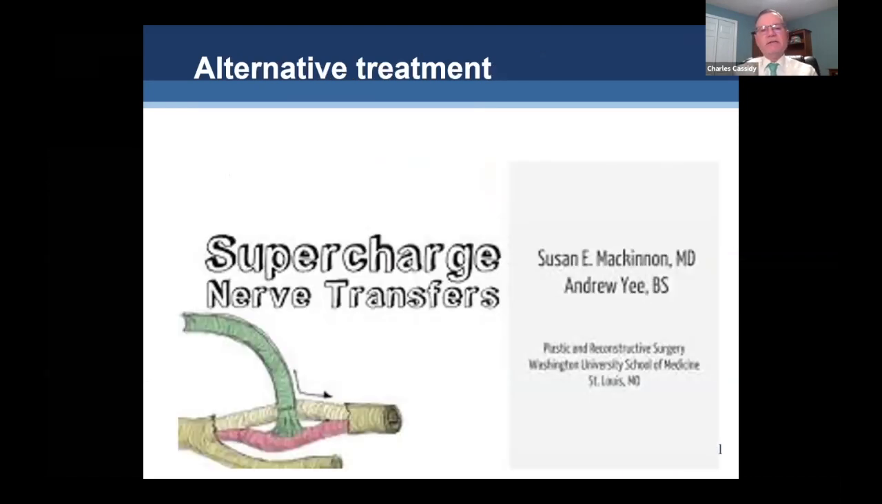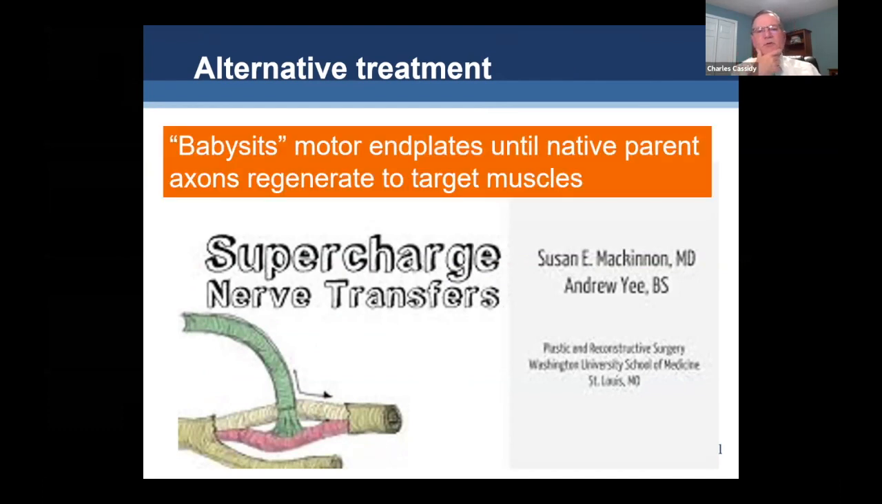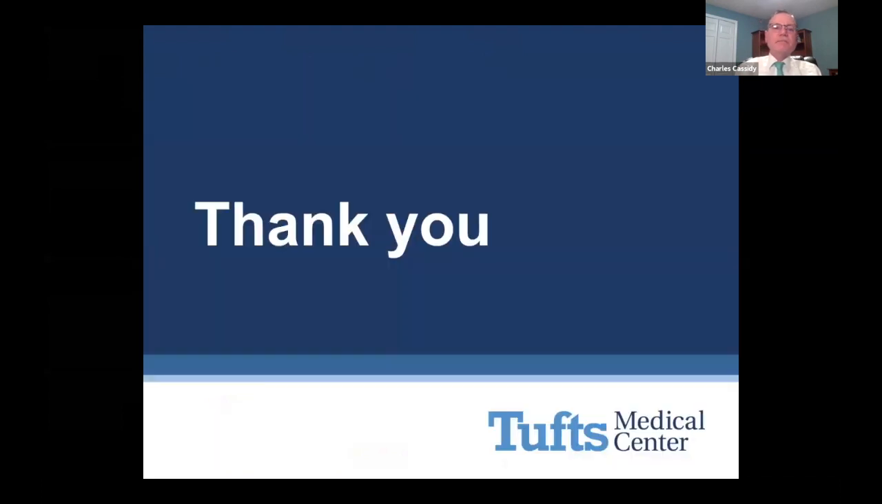An alternative is what's called a supercharge, as Marco alluded to, which means you sacrifice the AIN and you make an epineurotomy into the motor portion of the ulnar nerve in the forearm. The thought is that it babysits the motor end plates until the native parent axons regenerate to target muscle. So for example, if you had an ulnar nerve laceration or a really bad ulnar neuropathy at the elbow and a younger patient where there's some potential for recovery.